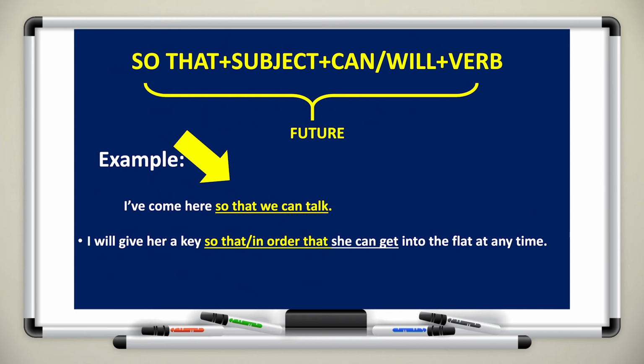Our example here, I've come here so that we, the subject, can talk. Or I can say, I will give her a key so that she, the subject, can get into the flat. Very simple, as you notice. If you decide to use the word will, you can also say, I've come here so that we will talk.